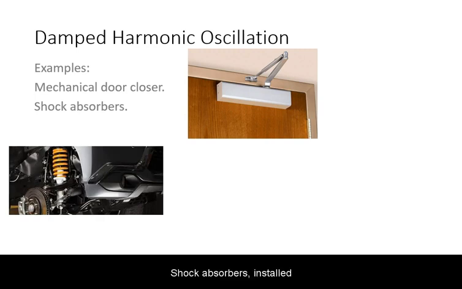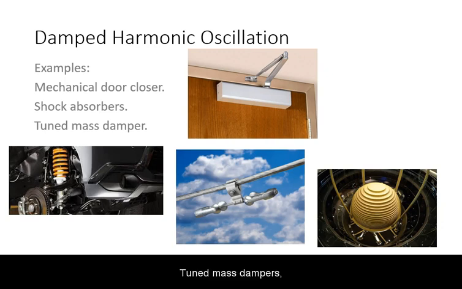Shock absorbers installed on vehicles work on the same principle. They use a restoring force to return the vehicle to equilibrium, but they also purposely have a resistive force slowing that motion to not keep oscillating. Tuned mass dampers installed on high voltage lines, as well as tall skyscrapers, also kill oscillations.